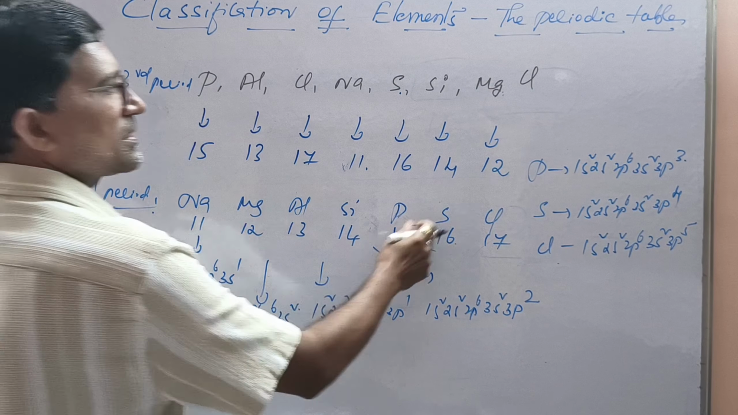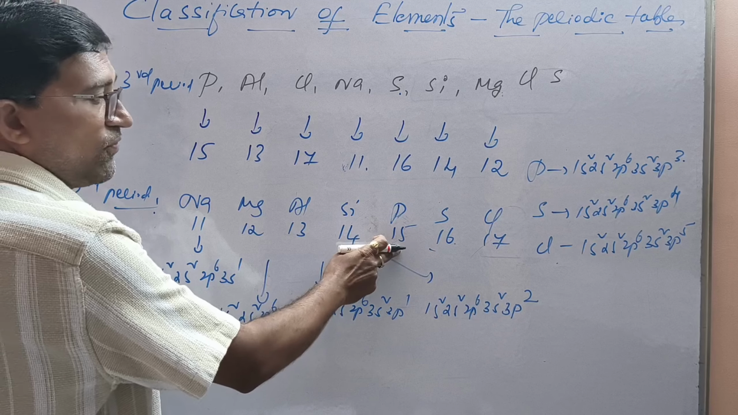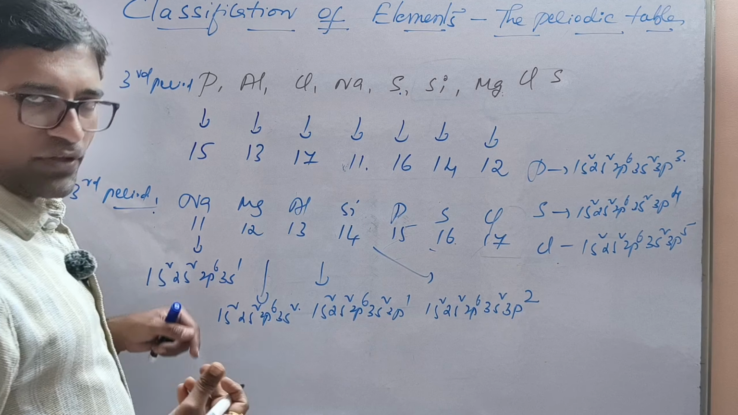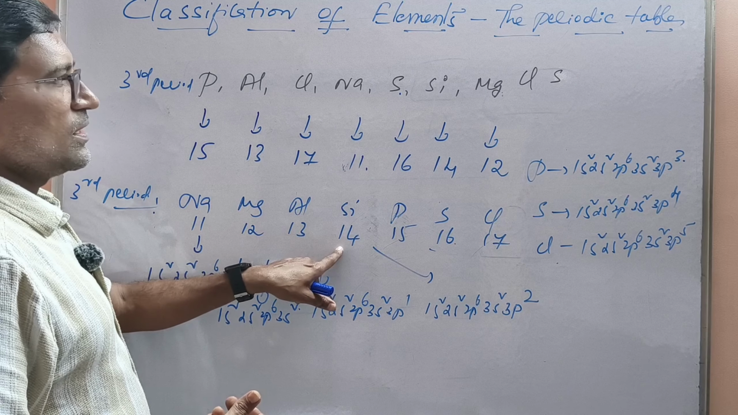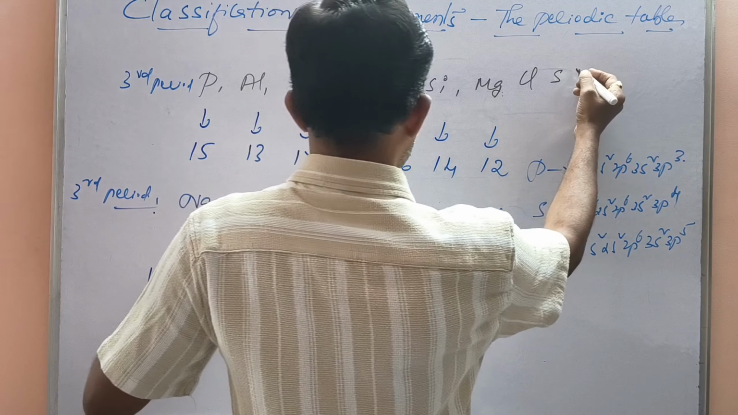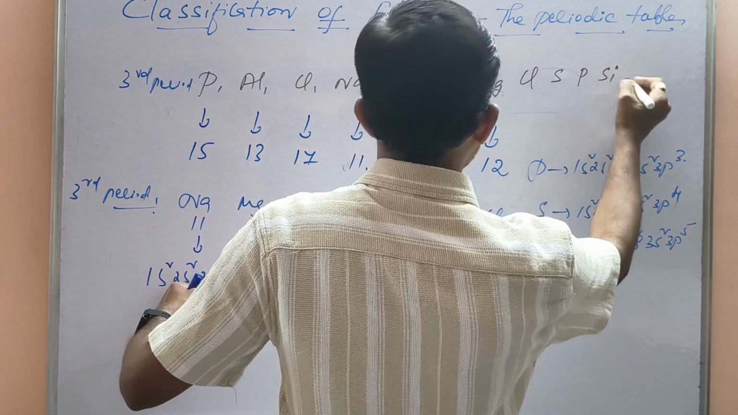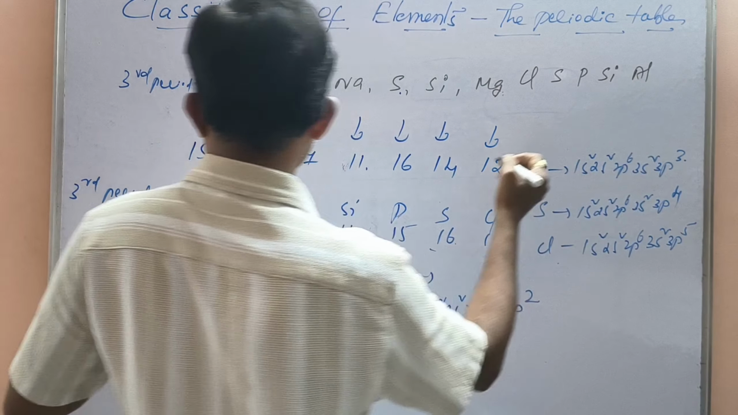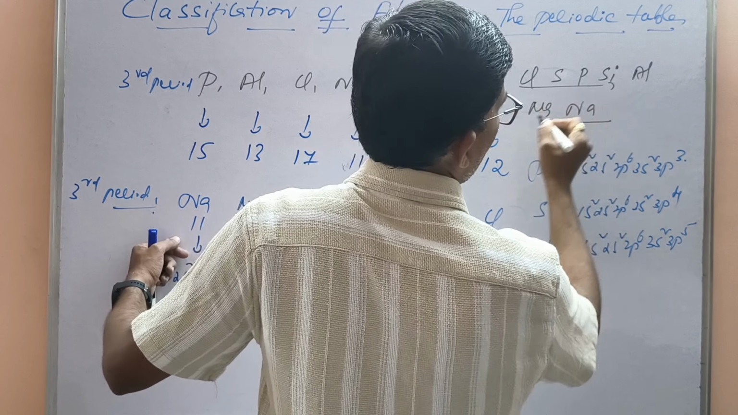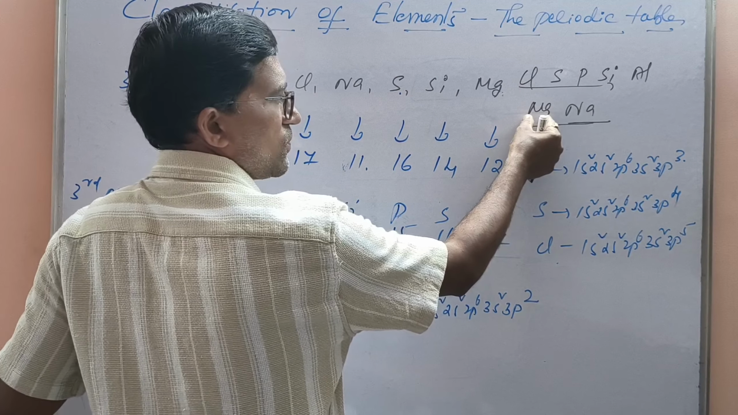Next is sulfur. Next is phosphorus, which may become stable because of its stable electronic configuration. So the next atomic radius, somewhat more, is phosphorus, then silicon, then aluminum, then magnesium, and at the end sodium. So the atomic radius is increasing. The highest is for sodium, and next is magnesium.